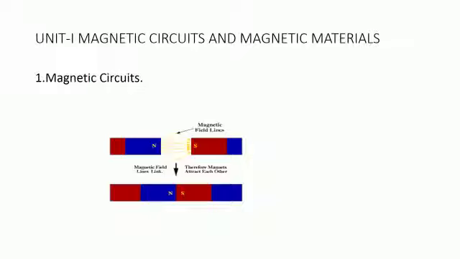Consider two electromagnets, north pole and south pole. If they are placed near to each other, some magnetic field lines will be produced. This total number of magnetic field lines is called magnetic flux.